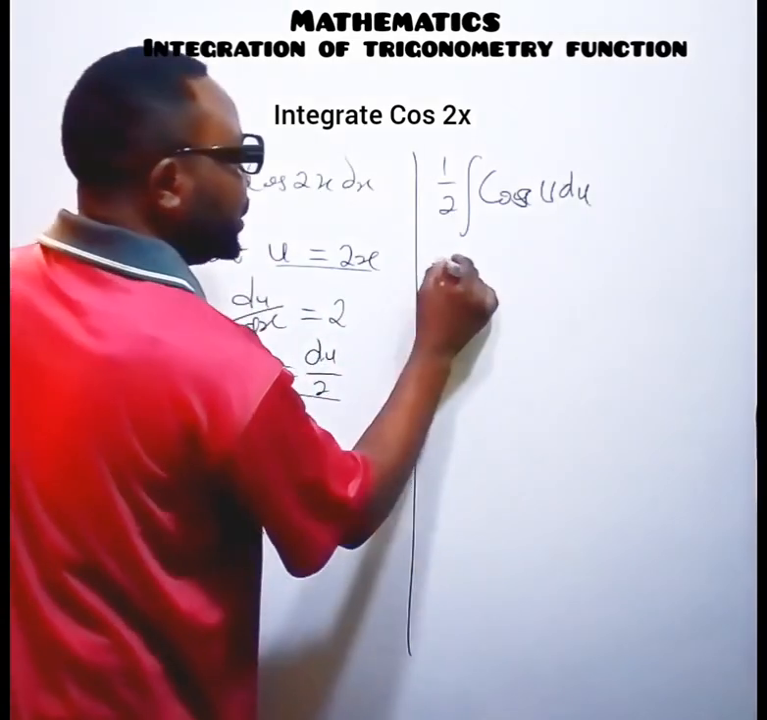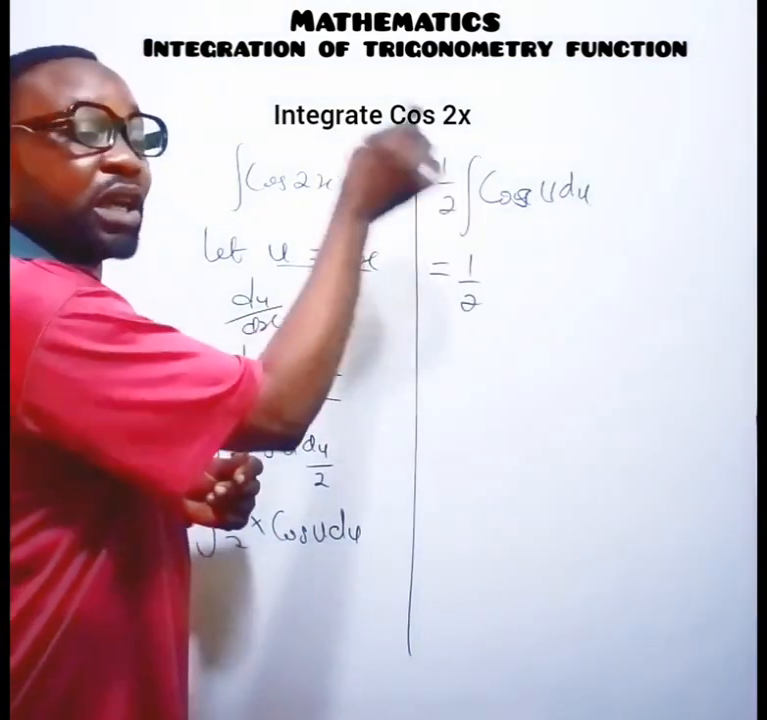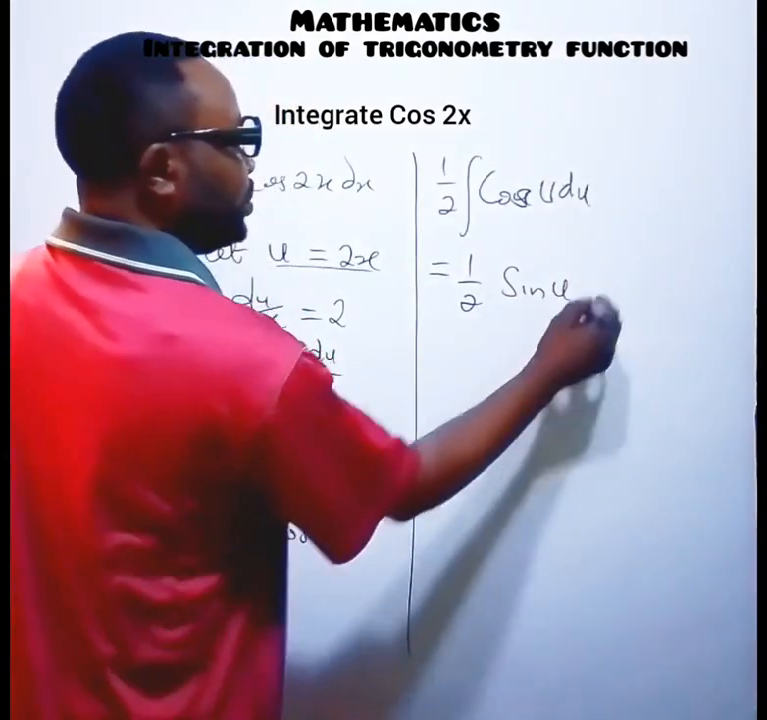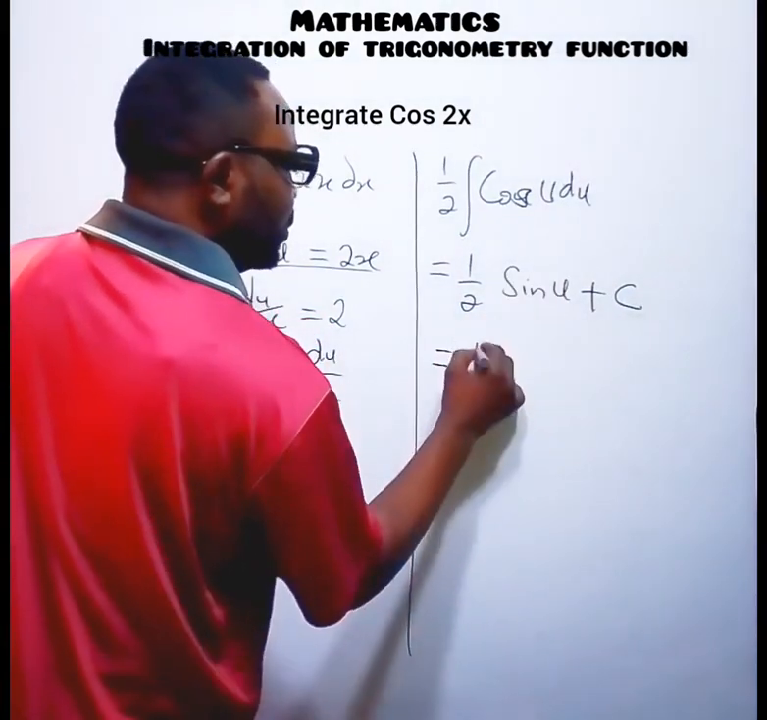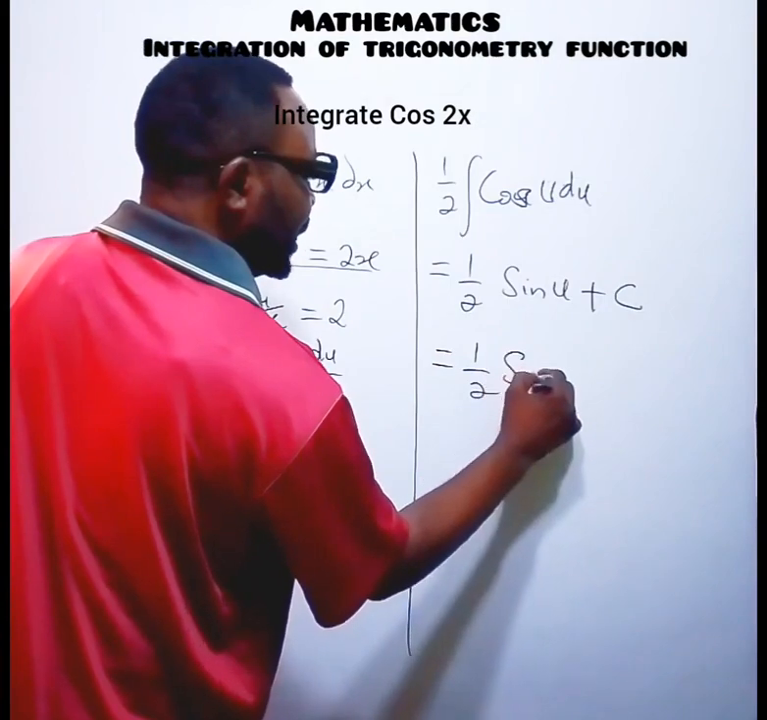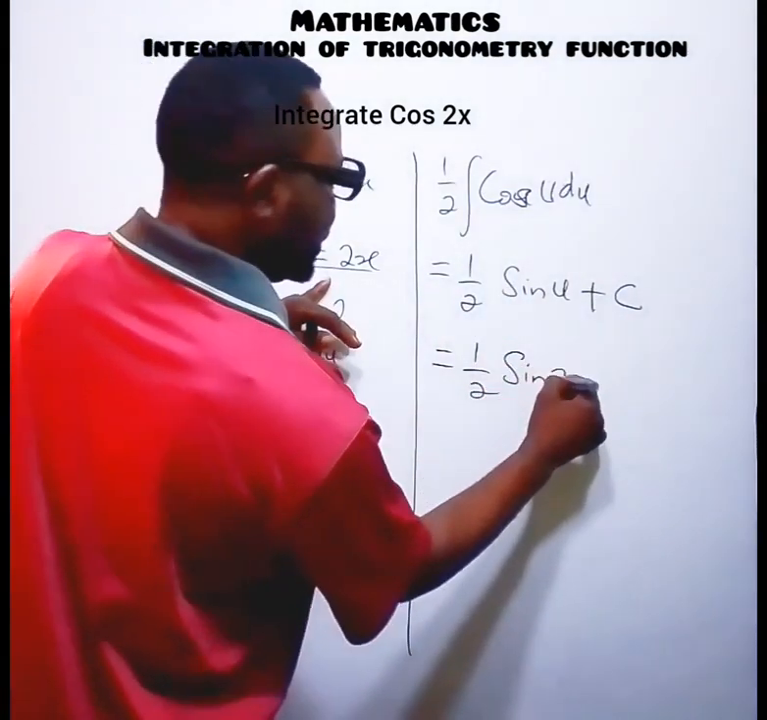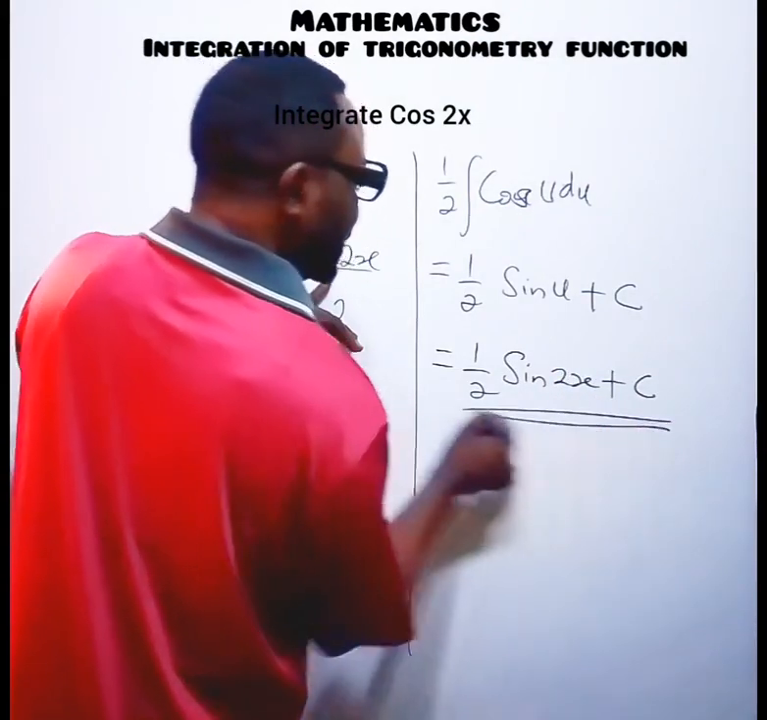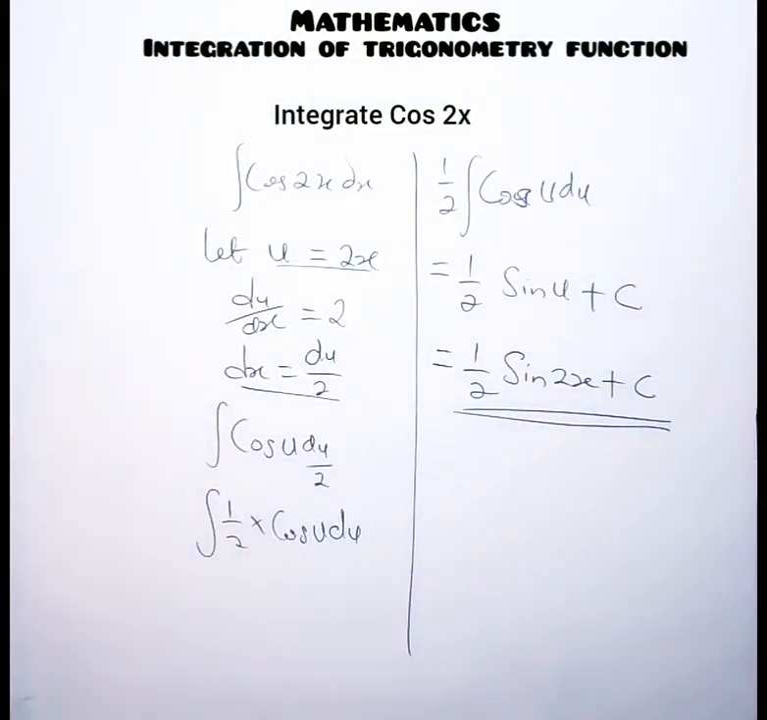That will become equal to 1 over 2. I do not put the integral sign there again because I've started with my integration now. Sine u plus c. So this will now become 1 over 2 sine. What is the value of my u? The value of my u is 2x. 2x plus c. That is the answer to that question. Let's have another one now.